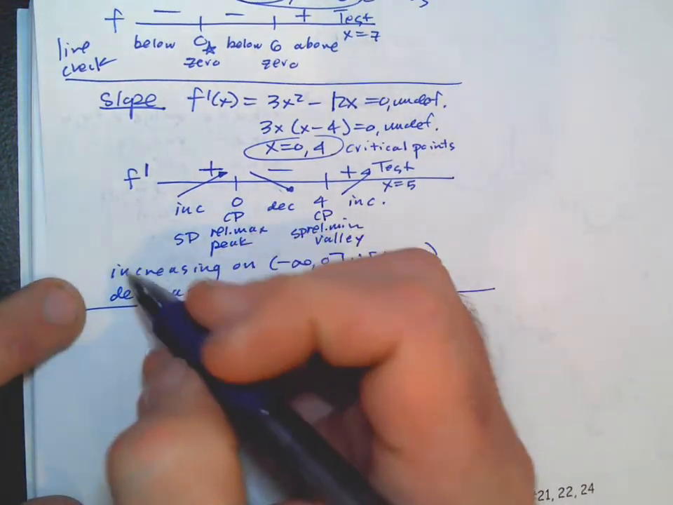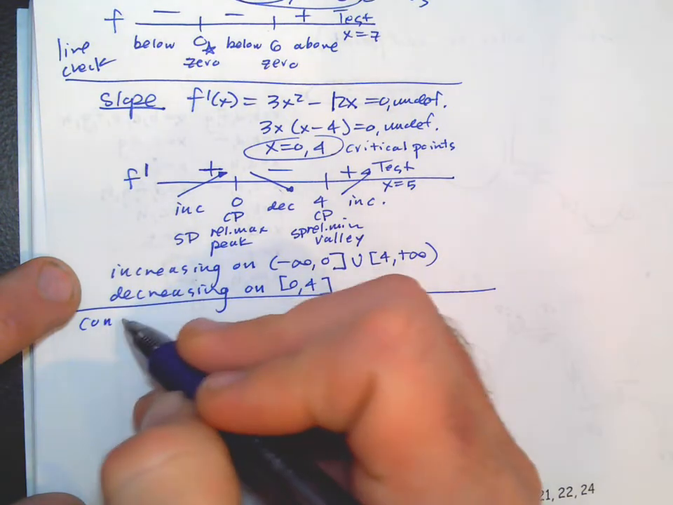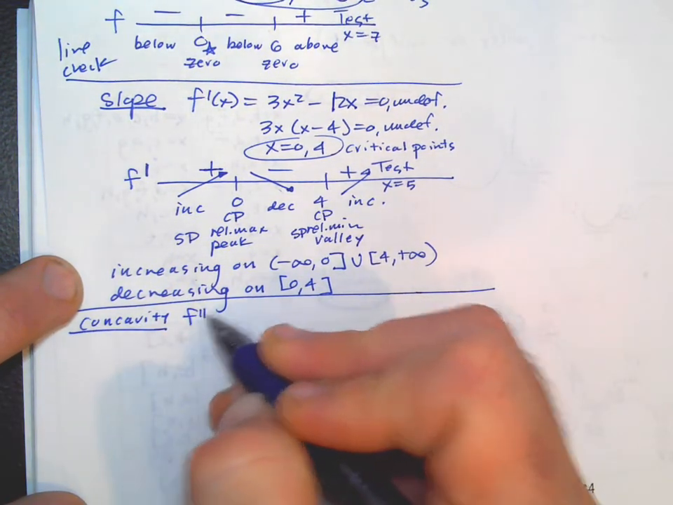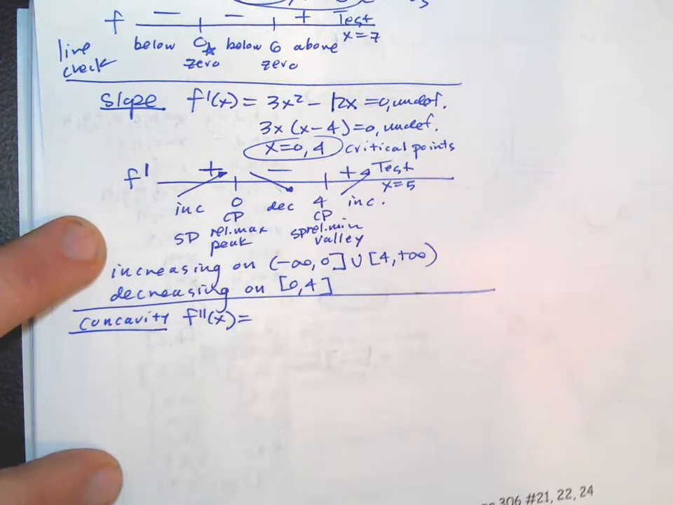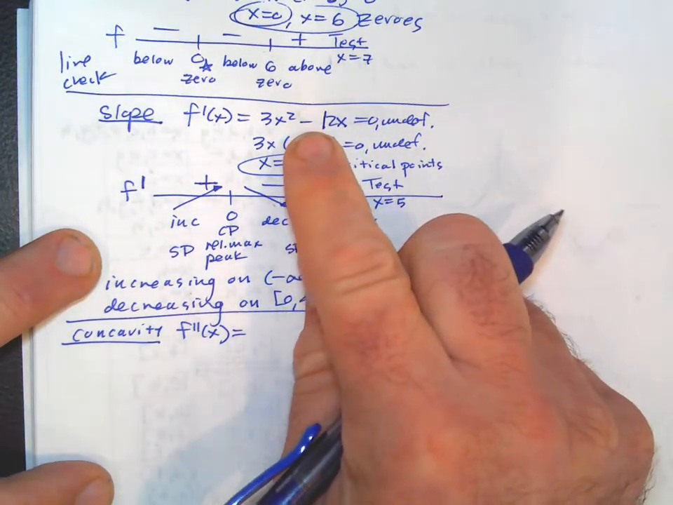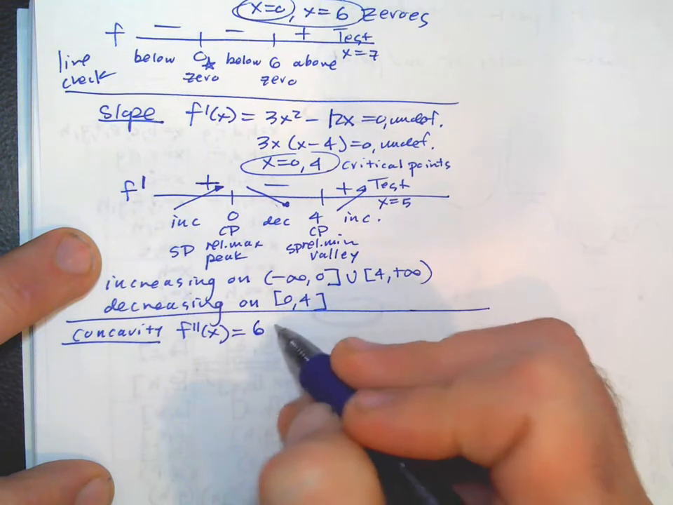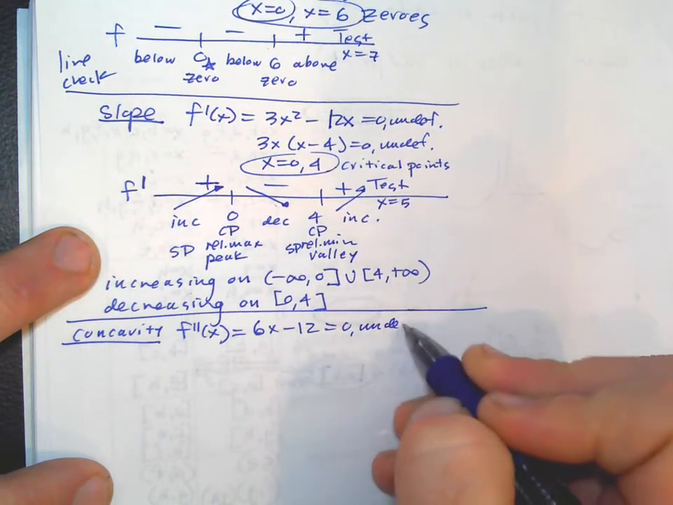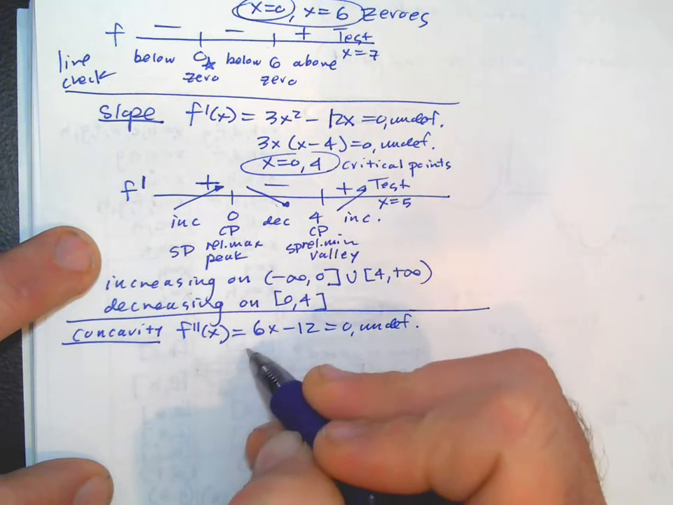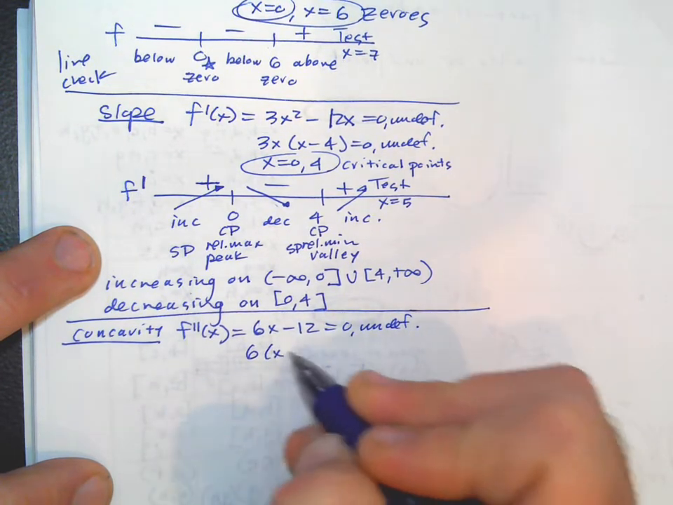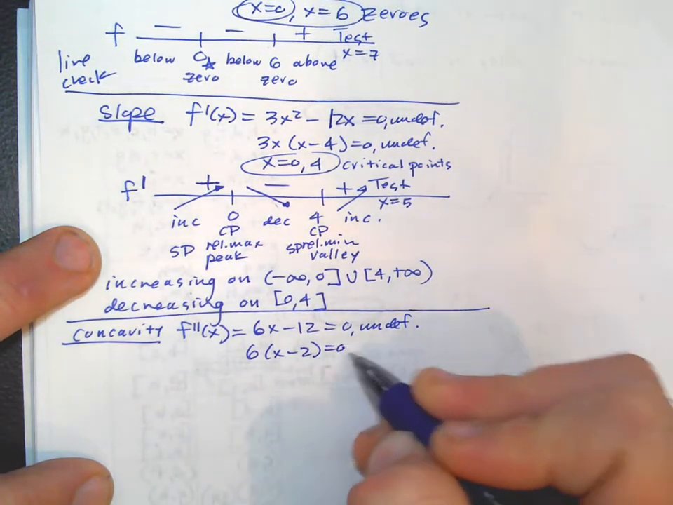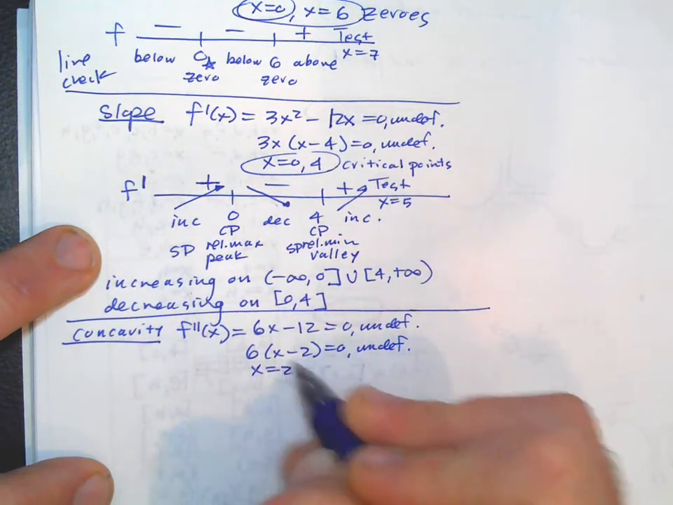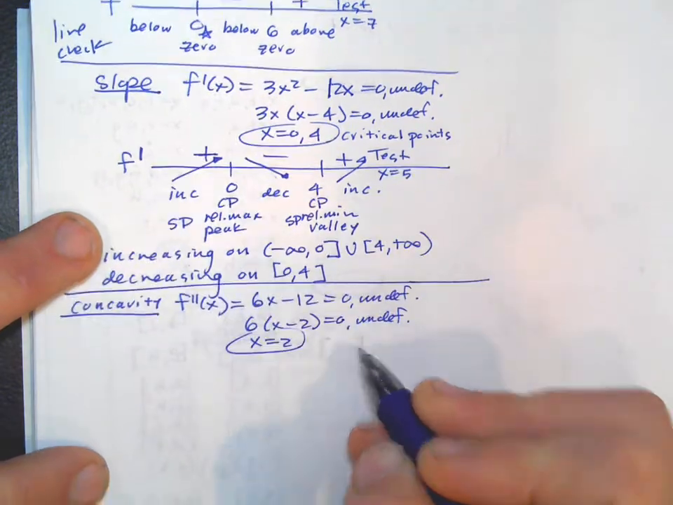Now, the other one is concavity, which is the second derivative. And so we take the derivative of the first derivative, not the factored version, but this one right here. It's going to be 6x minus 12. I'm going to set it equal to 0 or undefined to find potential inflection points. So we could factor a 6 out. And x equals 2 is possibly an inflection point.